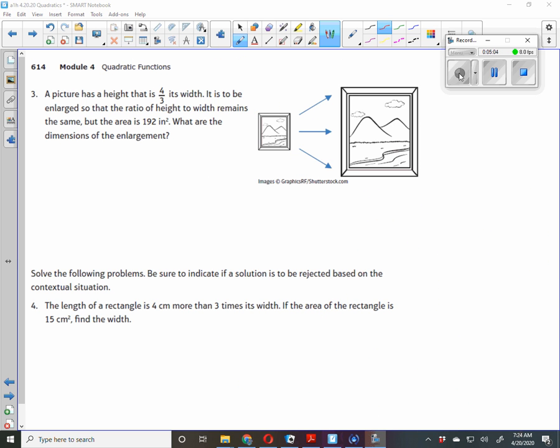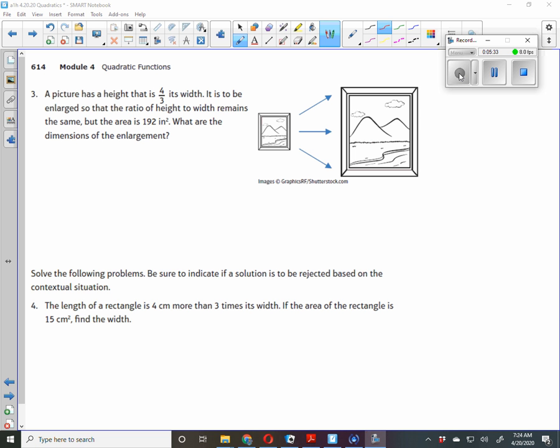All right, I'm going to work through a few of these and just show you the answers as we go instead of walking through them. Well, the first one we will walk through a little bit, but this video doesn't need to be extra long. So in this case, a picture has a height of 4/3 its width. It is to be enlarged so that the ratio of the height to the width remains the same.